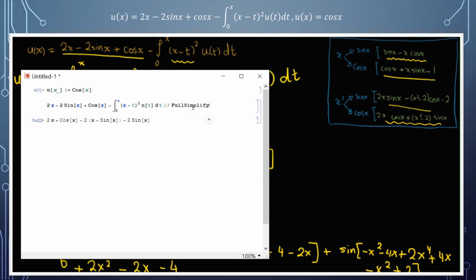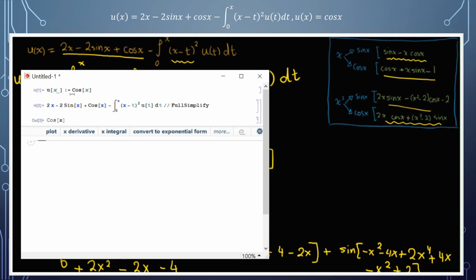Full simplify. So we have cosine x, so our claim is right. So our solution is u of x will be equal to cosine x. If you don't know how to integrate x sine x and x cosine x, also x square sine x and x square cosine x, I'll explain it in the coming slide, okay?